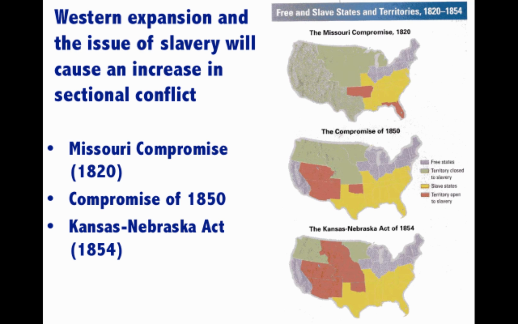The Missouri Compromise is just one of these examples. You also have the Compromise of 1850 and the Kansas-Nebraska Act of 1854. All of these will postpone, and not end, the crisis that will occur between the North and South.